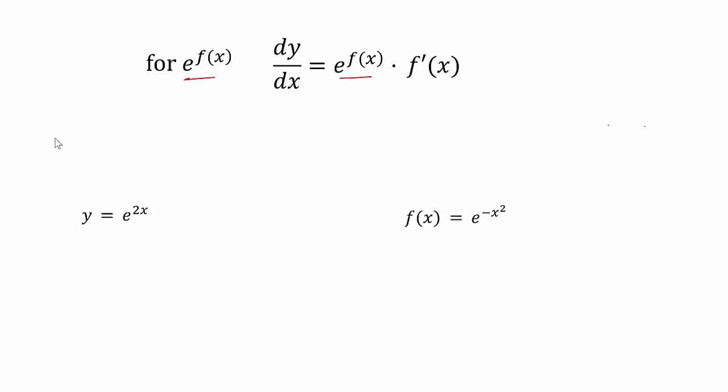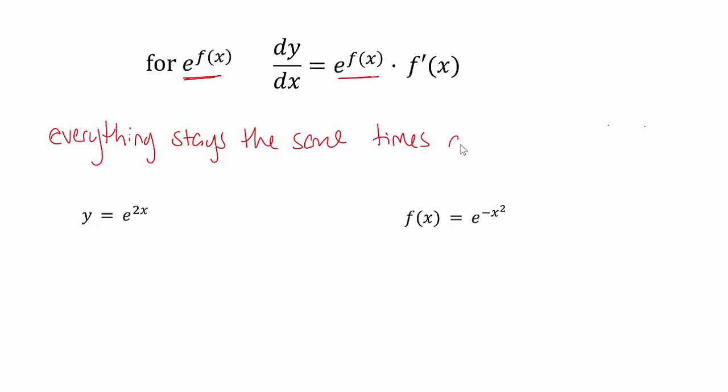So if you want to memorize this in words, the way I think of it is everything stays the same because these two are the same. So everything stays the same times the derivative of the power. That's all you have to do. Keep everything the same and then multiply by the derivative of the power.